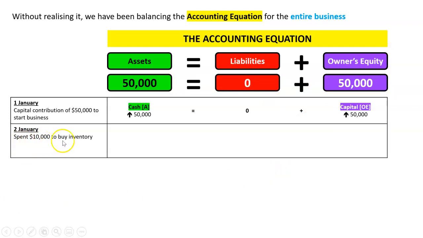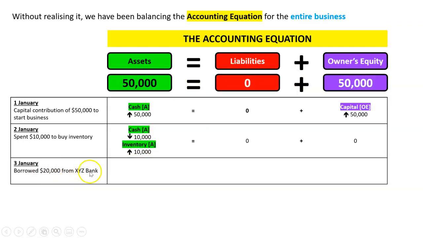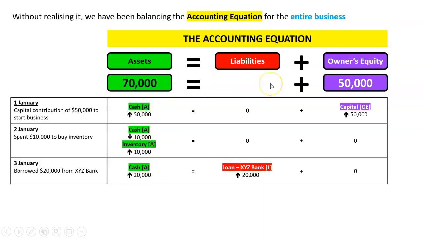Then it changed. Spent $10,000 to buy inventory, and all that happened there was one asset called cash went down, one asset went up. So what happened up here? Well, this actually stayed the same. That stayed the same, and that stayed the same. Then, on the third, we borrowed $20,000 from XYZ Bank. The effect was cash went up, so did liabilities though. So this went from 50, so it's gone up another 20. That went to 70. This went to 20, and that stayed at 50. 20 plus 50 equals 70.